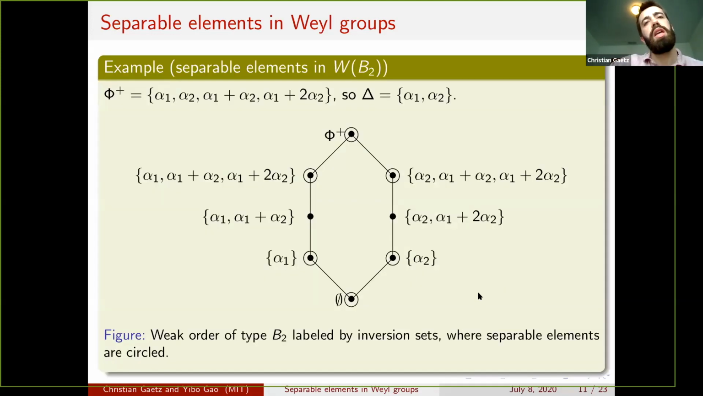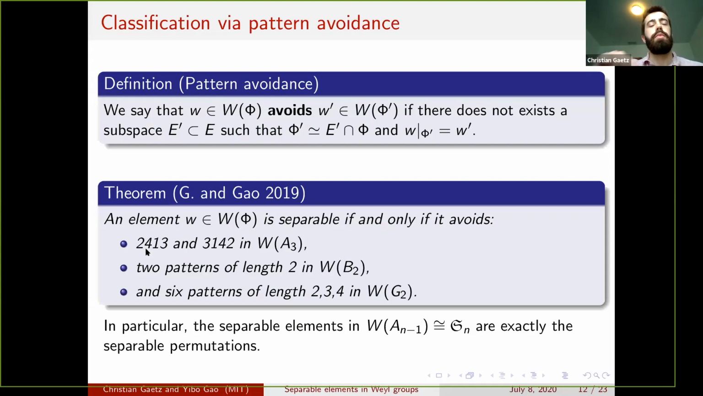Okay, in B2, so this is the weak order of type B2. I've labeled the elements by their inversion sets. And the only non-separable elements are these two elements of length 2.